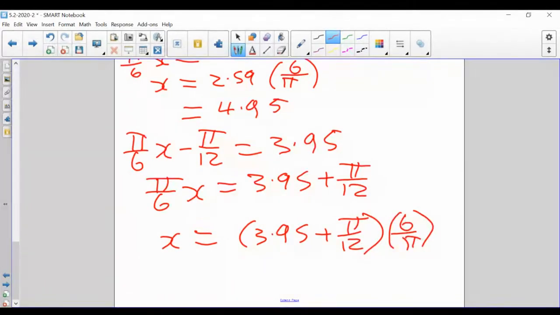Okay, so why don't I get somebody in the room to help? Alexa, can you help me out with that, please? Alexa, are you there? Let's just make sure Alexa is there first. Perfect. Alexa, could you help us out with your calculator? Please make sure it's in radians. Actually, it doesn't matter for this because we've already done the cosine to the minus 1. But could you go ahead and calculate what 3.95 plus pi over 12 in brackets multiplied by 6 over pi works out to be, please?